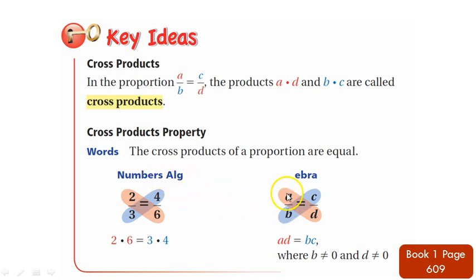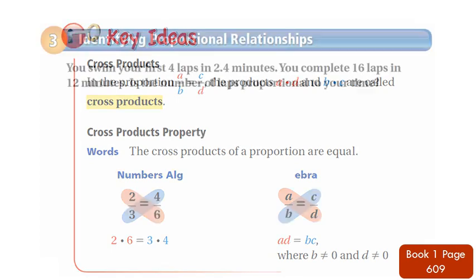With algebra, it's A over B equals C over D. Remember, it's a cross, not numerator and denominator. That's what's called cross products. You can do this in your work by actually circling diagonally the two terms. Let's try cross products in a couple of problems.